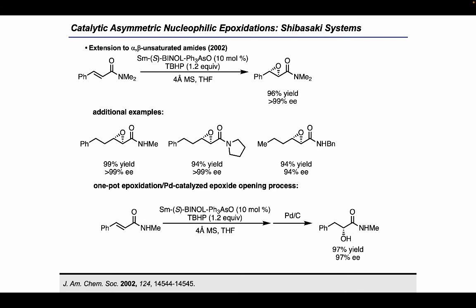Also in this paper, they demonstrated a 1-pot, 2-step sequence consisting of asymmetric epoxidation followed by benzylic C-O bond cleavage using palladium on carbon. Impressively, the conditions of the second catalytic step were compatible with the epoxidation conditions, and here's an example which delivered the secondary alcohol product shown in excellent yield and EE.